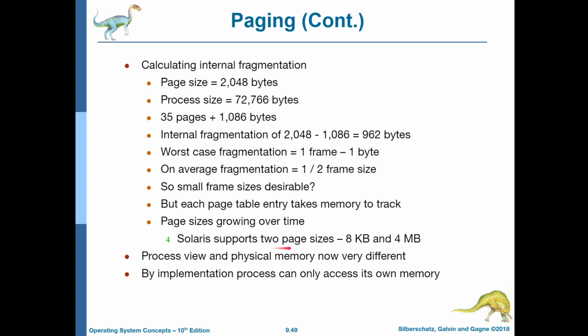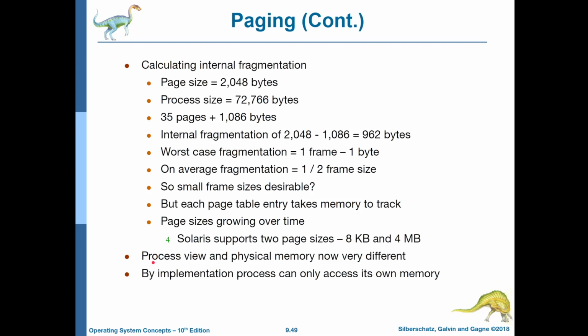Solaris supports 2 page sizes, 8 kilobyte pages and 4 megabyte pages. On the Intel system, there are page sizes of 4 kilobytes, 2 megabytes, and 1 gigabyte. Of course, we don't want our systems to be using 1 gigabyte pages when we're loading programs that are only a few megabytes in size. So, on Intel systems, the most common is going to be the 4 kilobyte page size.